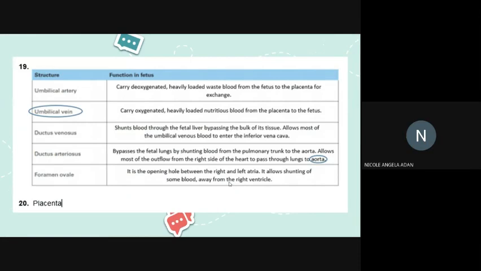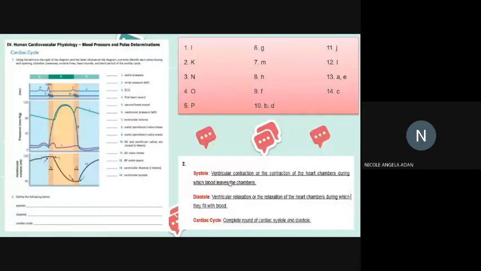The ductus arteriosus allows most of the outflow from the right side of the heart to pass from the lungs to the aorta. The foramen ovale is the opening between the right and left atria. It allows shunting of some blood away from the right ventricle. For number 20, what organ serves as the respiratory, digestive, and excretory organ for the fetus? The answer is the placenta.